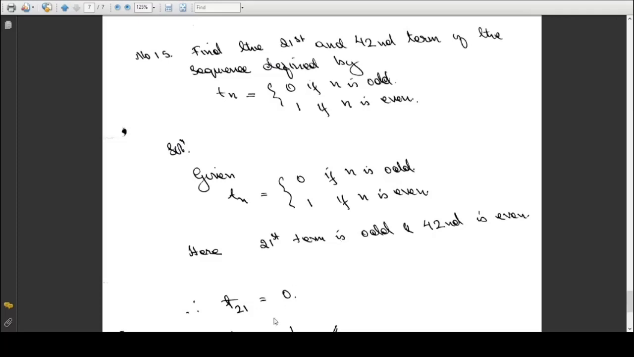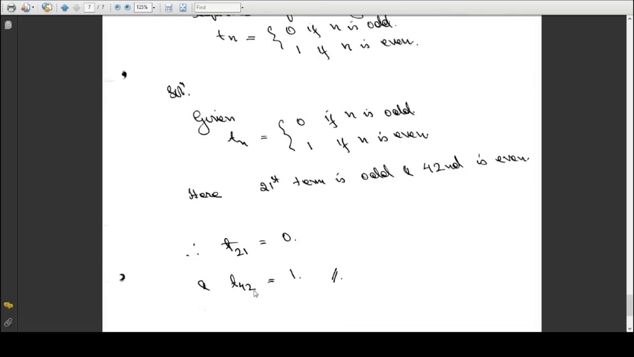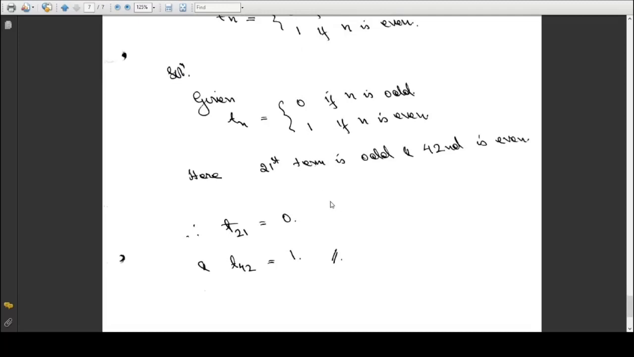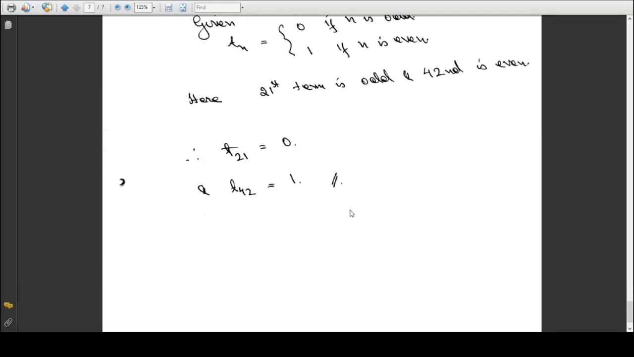Okay, now T21 will be how much? T21 will be 0 or 1? It will be 0 because it is odd. And T42, will it be 0 or 1? It will be 1 because 42 is even. So simple, but you have to be clear with the question. Okay, now we have come to the end of this part and we shall conclude again in the next part.